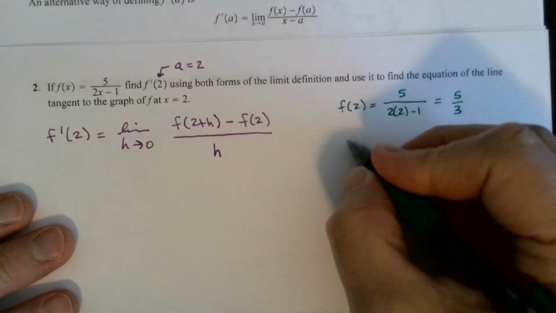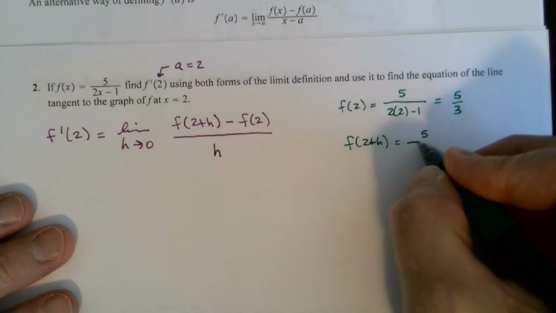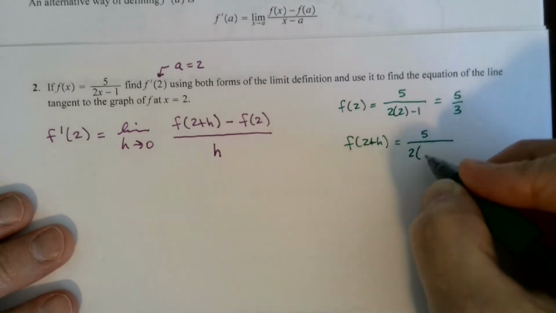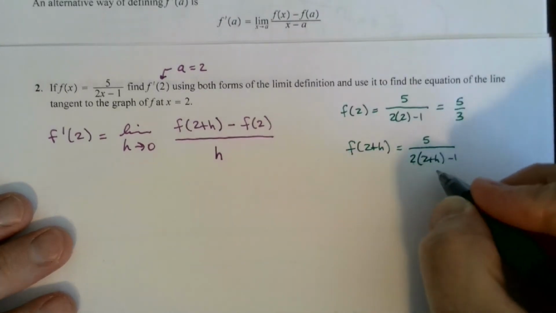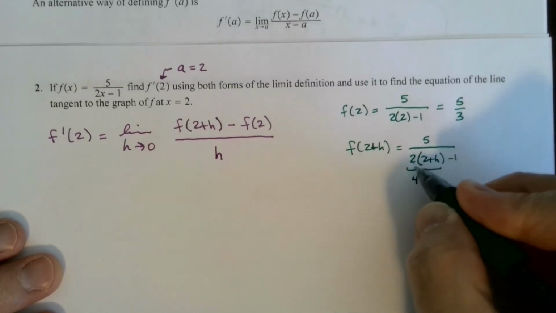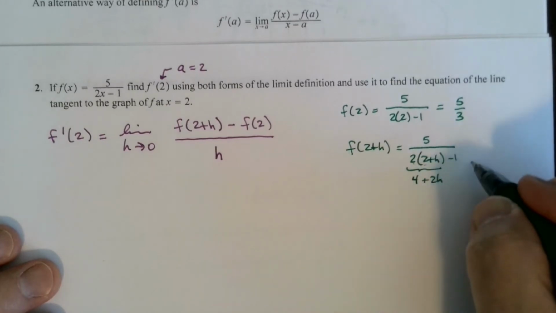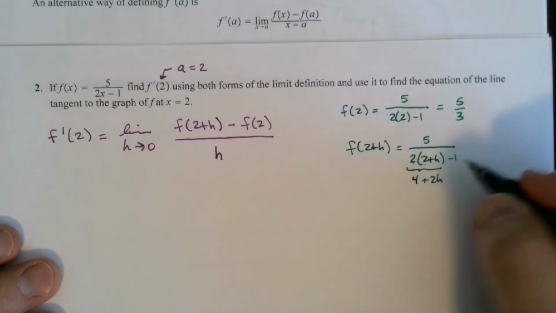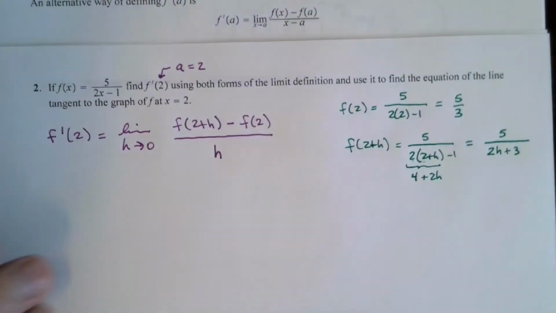And let me just go ahead and evaluate f of 2 plus h then. That's 5 divided by 2 times x, where x is what? 2 plus h minus 1. So if I distribute that 2, this part right here becomes 4, 2 times 2 plus 2h, and then a 4 minus 1. 4 minus 1 is 3. So this becomes 5 over 2h plus 3, or 3 plus 2h.